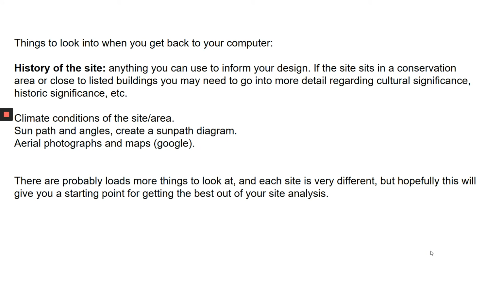Again, think about the history of the site. If it is near a listed building or in a conservation area, that's going to put more emphasis on your design considerations. And then finally, my favourite part is the sun path diagram. So think about the sun path, where the sun rises and where it sets, and how you are capturing that south-facing sun. We live in Scotland. We want to capture as much south-facing sun as possible. And how are you going to capture that in your design decisions?